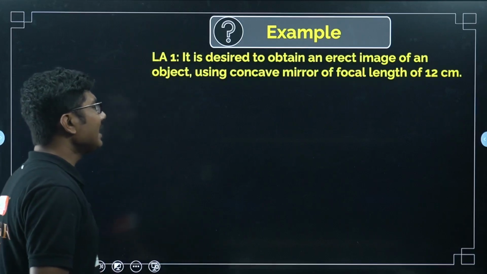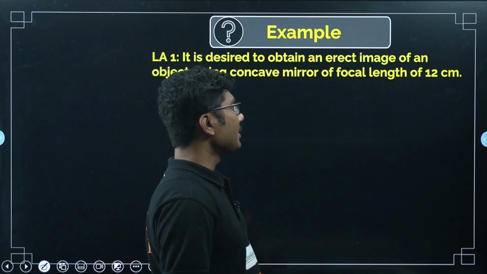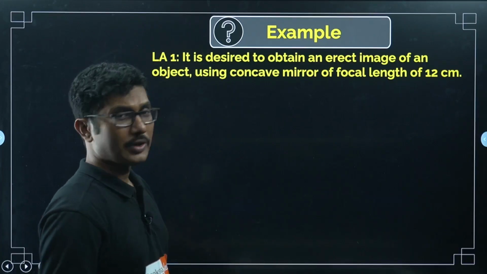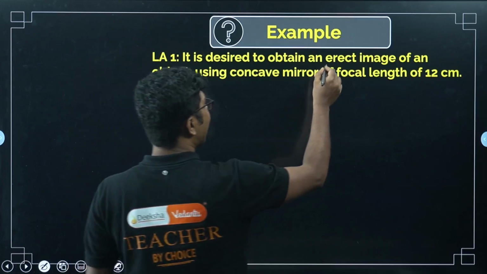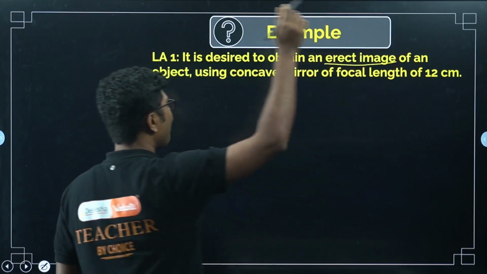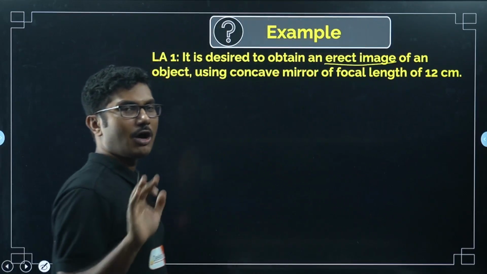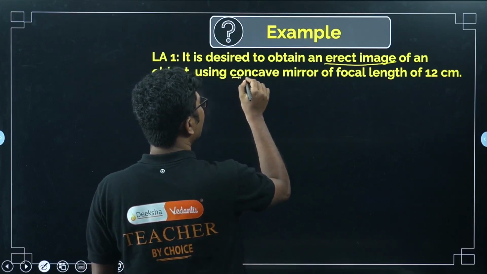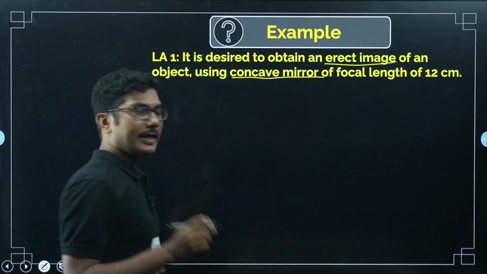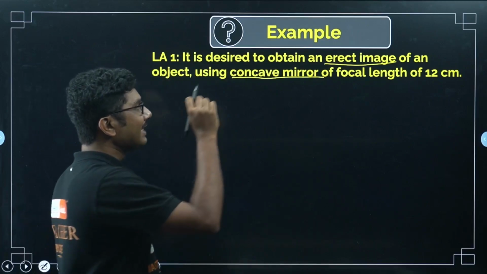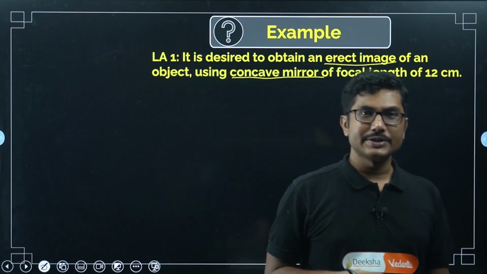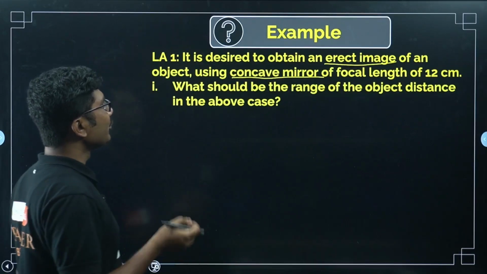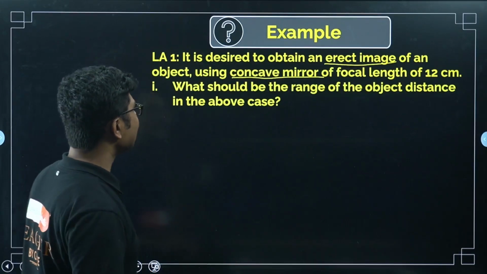It is desired to obtain an erect image of an object using a concave mirror of focal length 12 centimeter. Now it says erect image. It has not mentioned virtual or real, but it has mentioned concave mirror. We already discussed that for an erect image, what type of image is it? It is a virtual image, right? So what should be the range of the object distance in the above case?